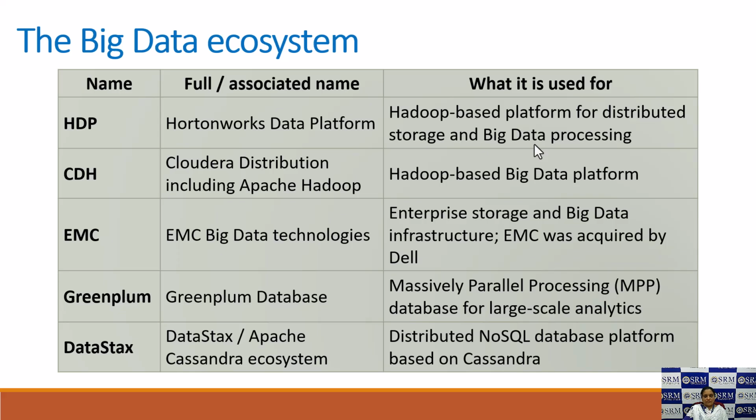EMC stands for EMC big data technologies, where enterprise storage and big data infrastructure happen, and EMC was acquired by Dell. Greenplum is a database that supports MPP, massively parallel processing, which we'll see in detail in the next slides. This is a database for large-scale analytics. DataStax is the Apache Cassandra ecosystem, a distributed NoSQL database platform based on Cassandra. Afterwards, we will be talking about Hadoop, NoSQL, Hive, and HDFS. These are the basic components of big data which we will be dealing with.